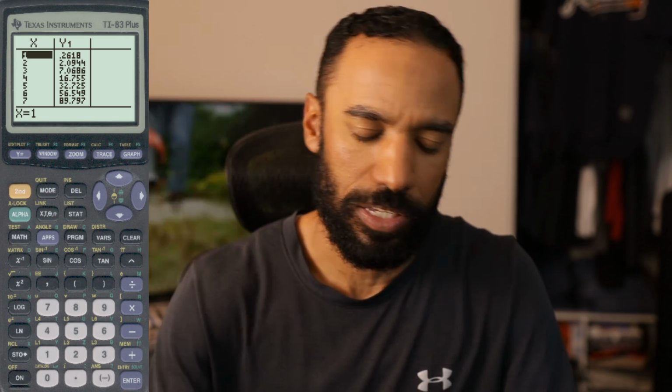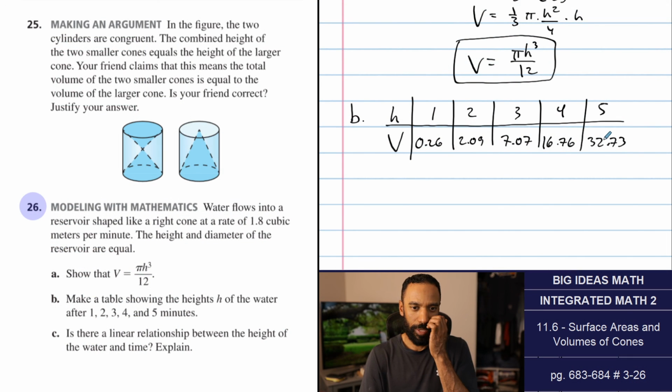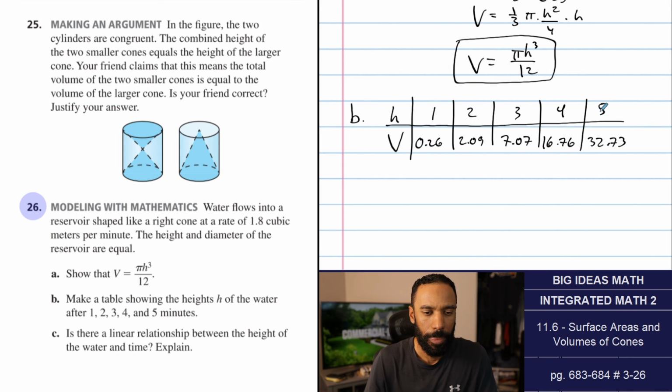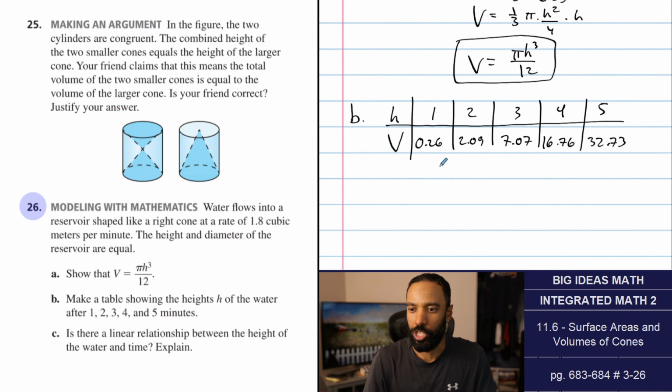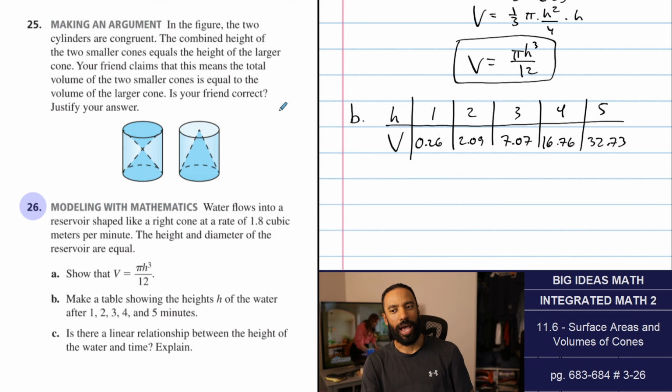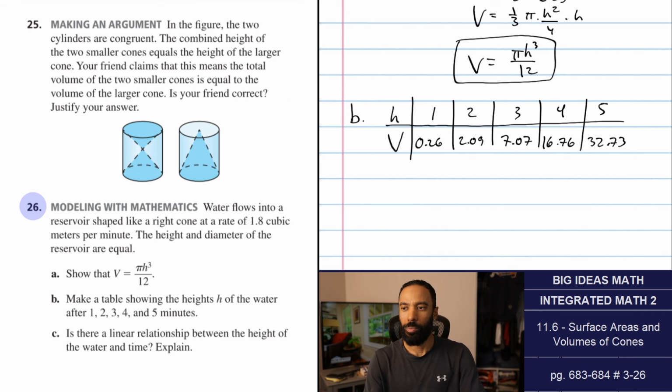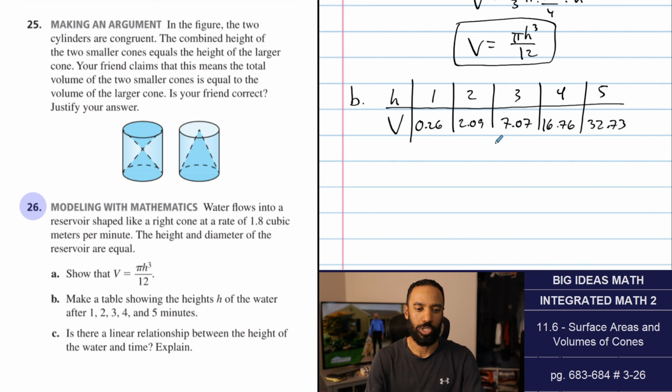This is in cubic somethings. I haven't really looked into it yet. Cubic meters. So these are cubic meters of volume. These are the heights in meters of how much is filled up. It's basically at what heights you have what volumes. So part C, is there a linear relationship between the height of water and time?